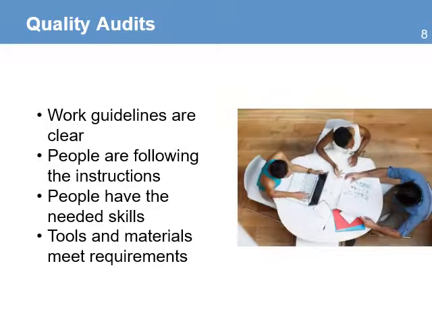Another element of the quality assurance process is the quality audit. It is a review to see the level of compliance with policy, standards, and procedures that are either from the organization, the donor, or even the government. The audit will look to make sure that the work guidelines are clear, that people are following the instructions, that people have the skills and experience to meet the requirements to do the job. The audit will also look at the process to procure all the materials and see if they follow the quality requirements.